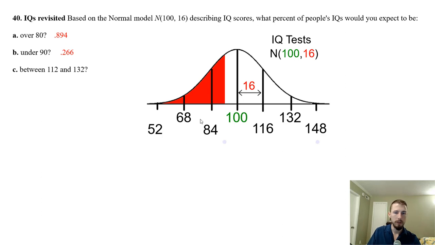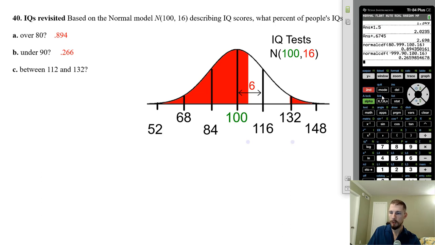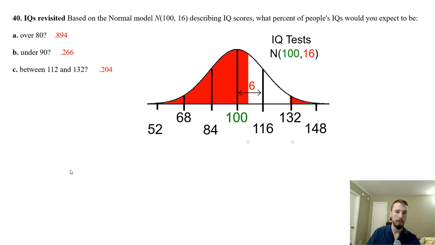And the last one is going to be between 112 and 132. Well, this is actually going to be kind of backwards, but you can get the idea. So we want to find the wide area in between the two. I didn't set this one up right, but it's okay. Same thing, second variables and normal CDF. Our lower bound is 112, and our upper bound is 132. And still centered at the same thing, and that will give us our area, which is going to be 20.4% if we round.